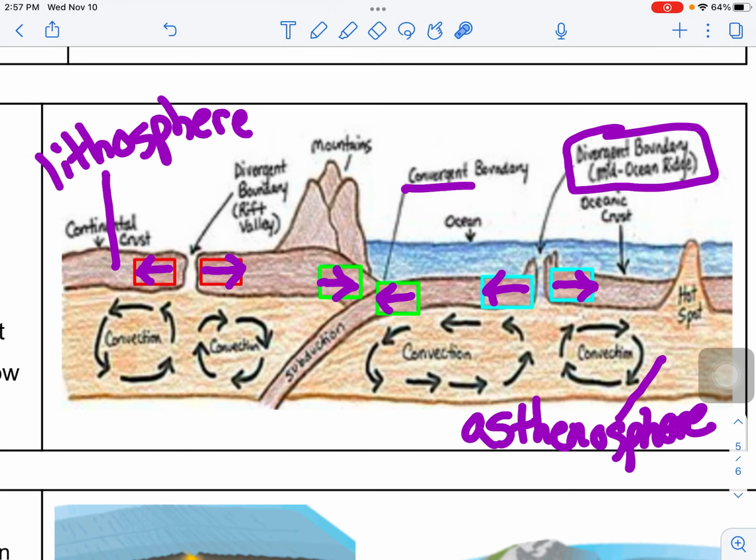So in all three of these examples here, this is my plate boundary right here. And it's where these two convection currents come together, that tells me what kind of plate boundary it's going to be, if it's going to be dividing or if it's going to be converging together.